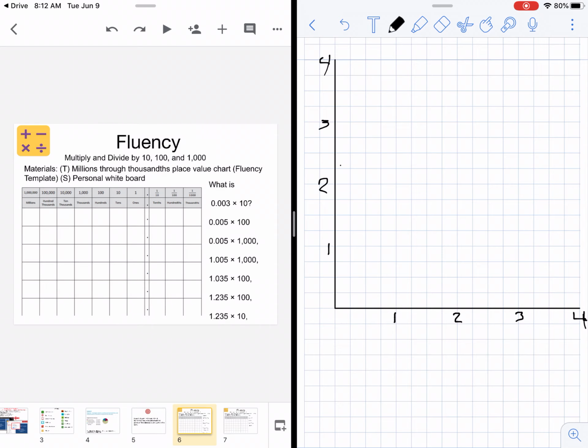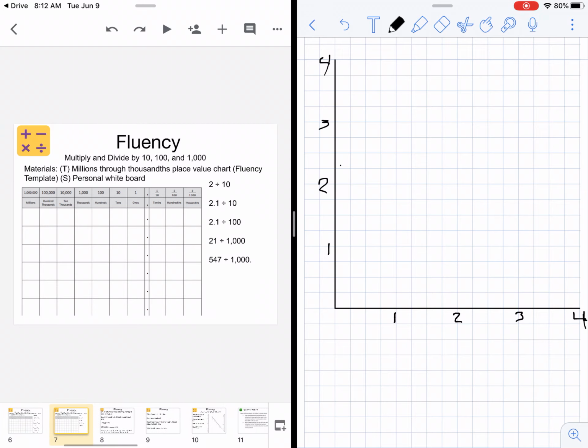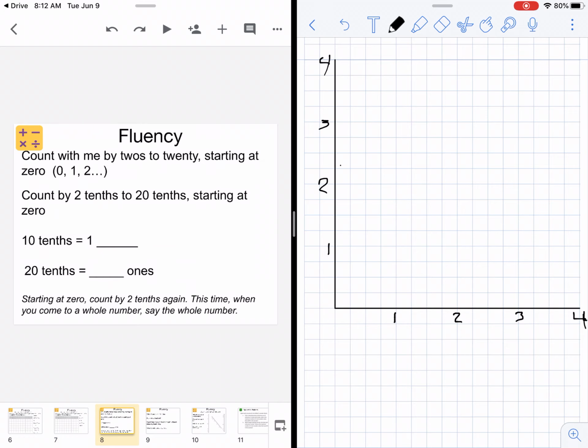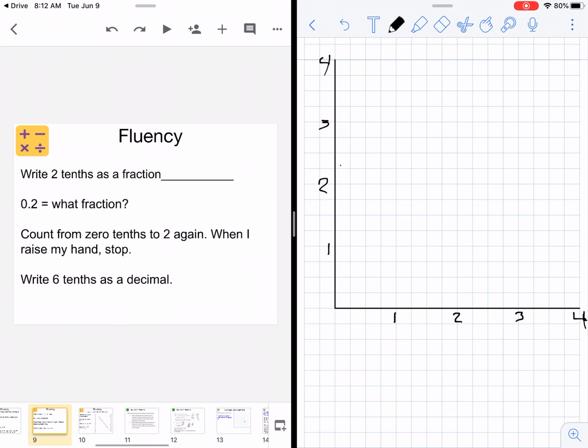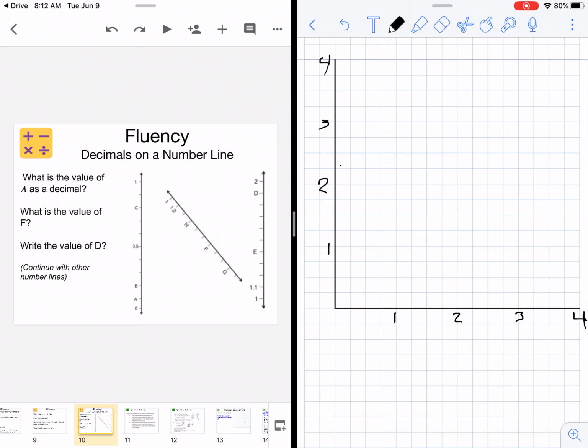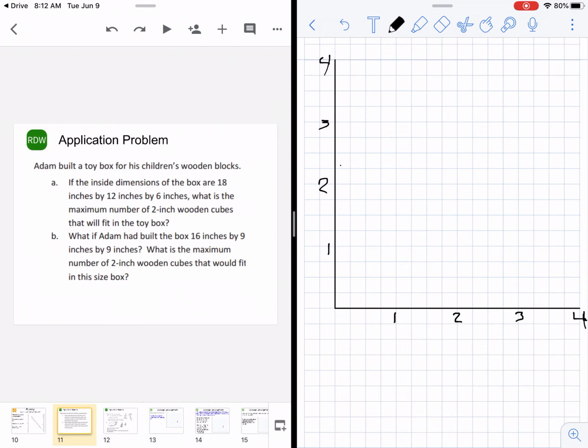If you want some fluency practice, you can pause the video and copy this down. This will take you back to the beginning of the year when we did multiplying and dividing by powers of 10. Here's another fluency, and then fluency decimals on a number line, which is what we're going to do a little bit today. We have our application problem that we did, and here we go.